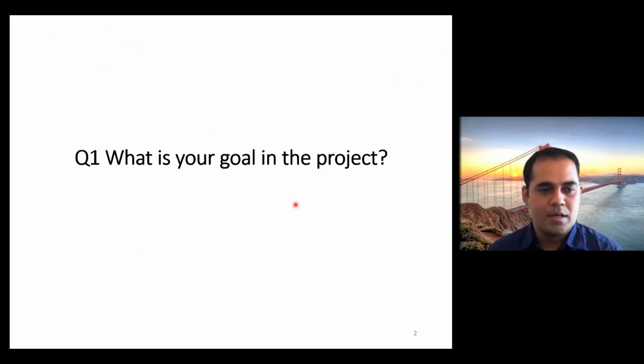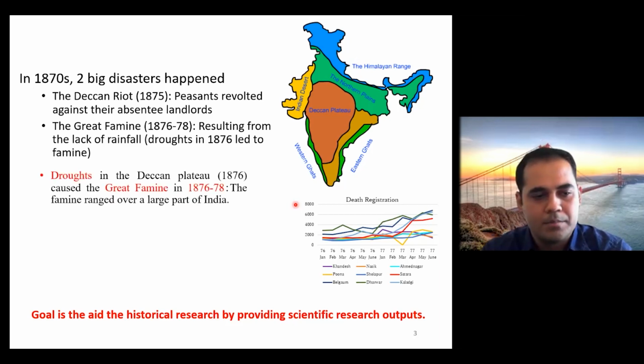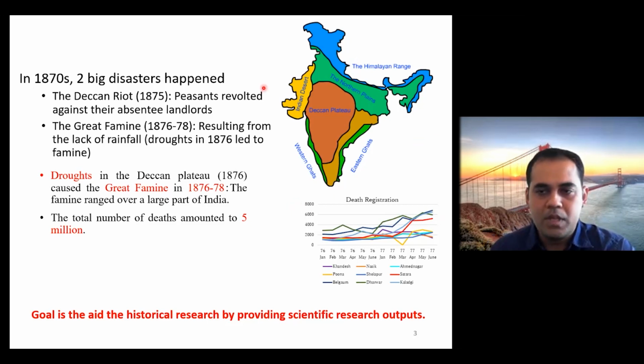So first, what is the goal in the project? So on the right side, you can see the India. So in 1870s, there were two big disasters that happened. One was the Deccan riot in 1875, and the second was the Great Famine in 1876 to 1878. So a lot of people were affected by this famine, and the total number of deaths amounted to about 5 million. So this is a very old historical research.